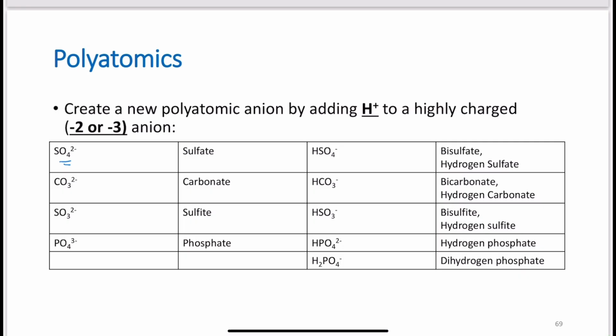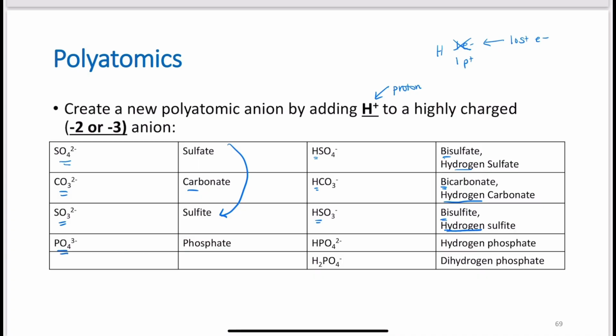So again, sulfate becomes, if I give it 1 proton, 1 H plus, and again, this is a proton because hydrogen had 1 electron, 1 proton, but I lost my electron. So all that's left is 1 proton. I can either call this hydrogen sulfate or I can call it bisulfate. Either one is acceptable. They mean the same thing. CO3 2 minus is my carbonate. HCO3 minus, bicarbonate or hydrogen carbonate. SO3 2 minus, sulfite. Give it 1 proton, bisulfite or hydrogen sulfite.